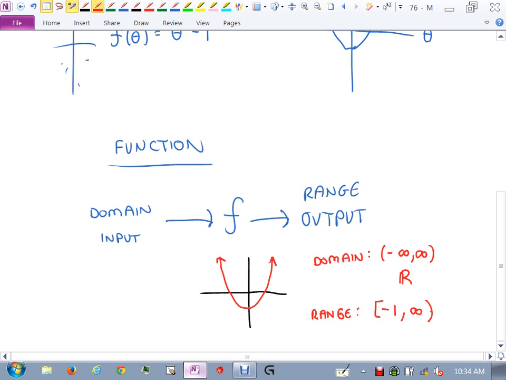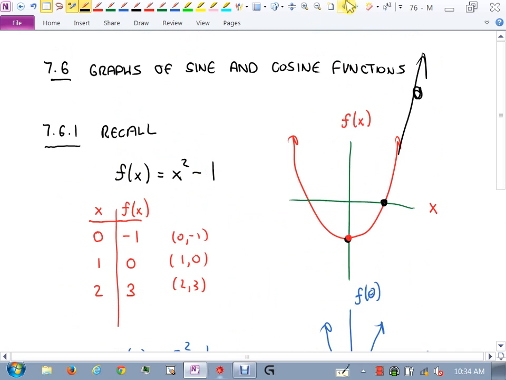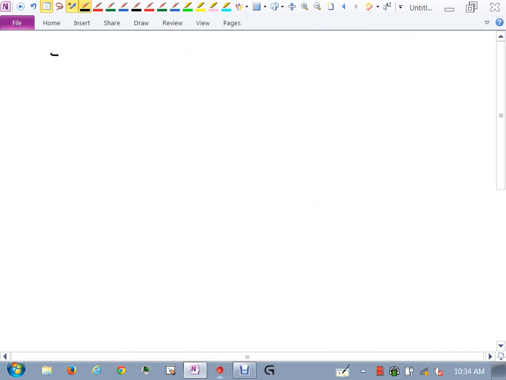Okay, we only have 5 minutes, so all I'm going to be able to do is show you one thing. What I'd like for us to do is define a new function, f of theta, to be equal to sine of theta.